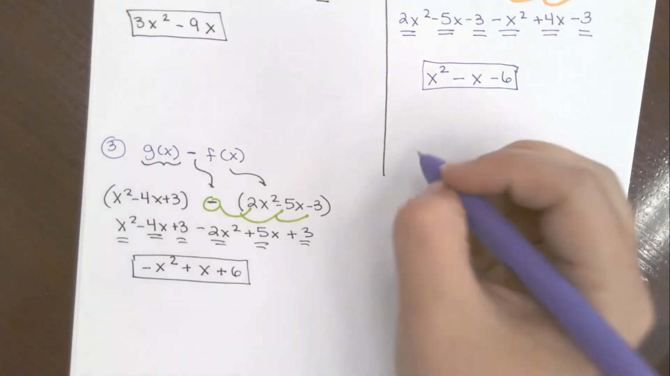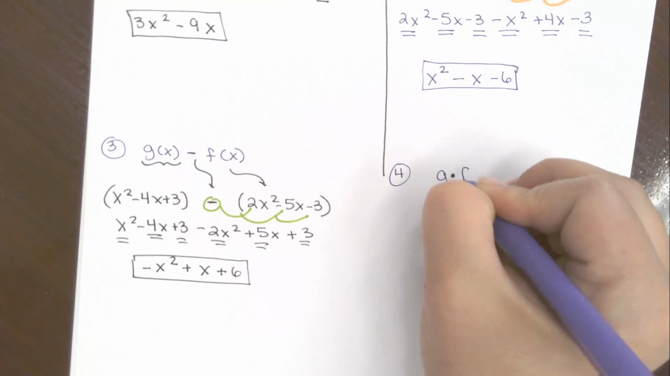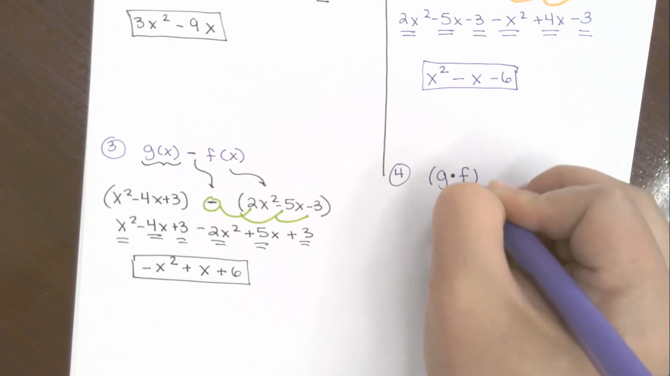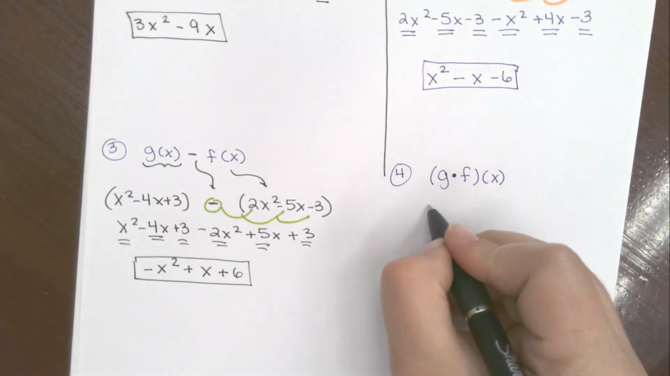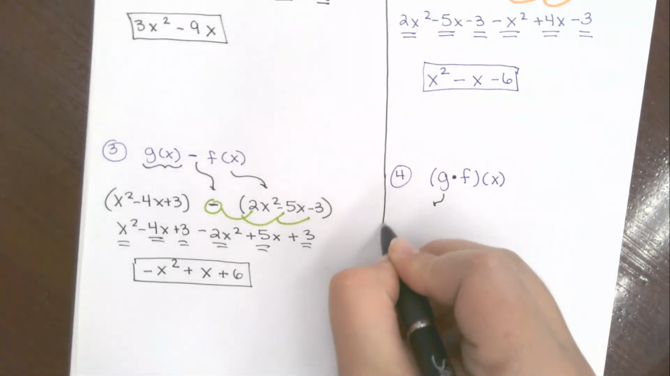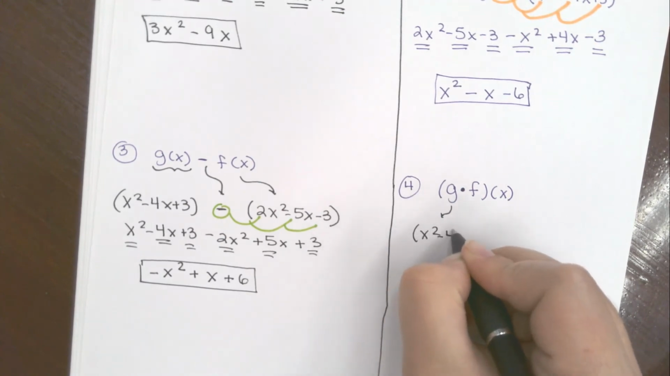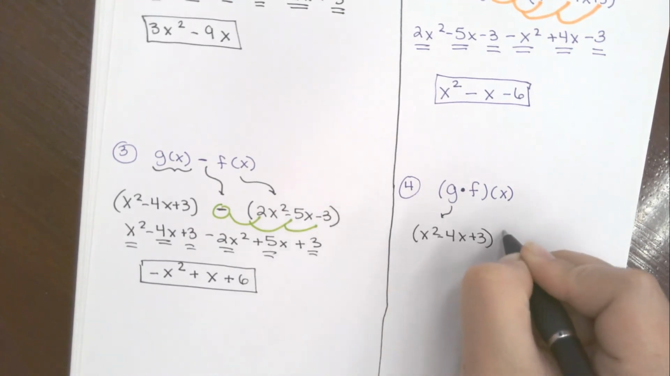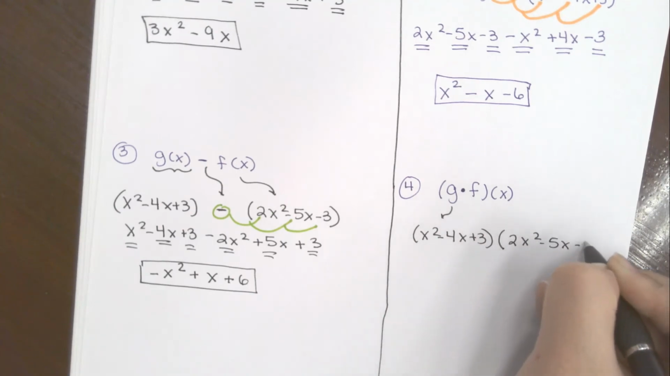Question number 4 is asking us to do g times f of x. So what we do here is we're going to take our g, which is x squared minus 4x plus 3, and we're going to multiply by 2x squared minus 5x minus 3.